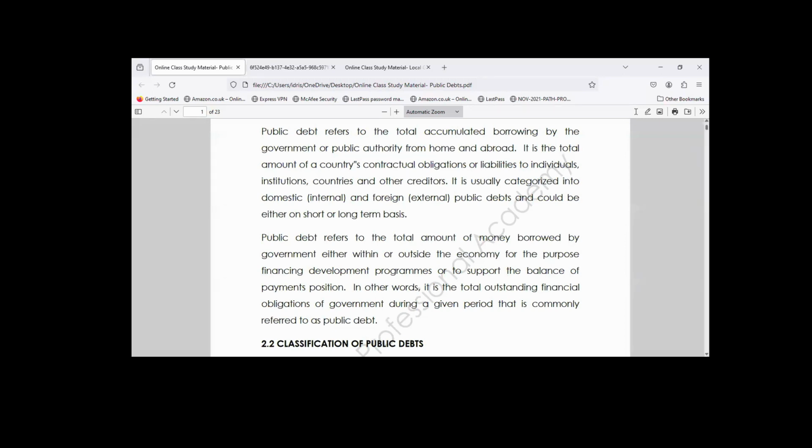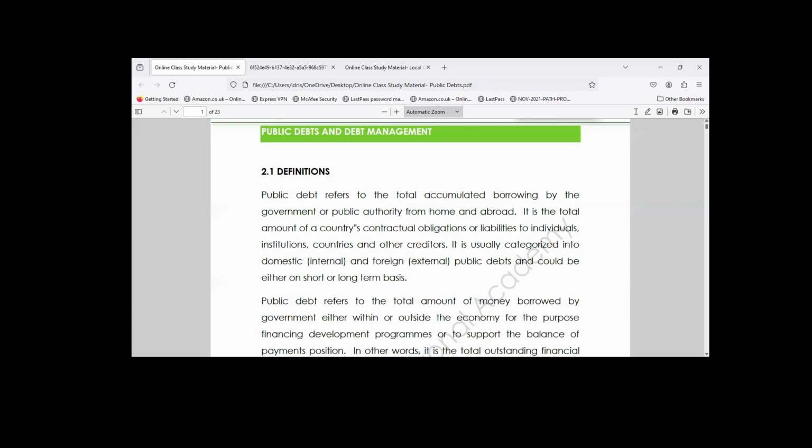So for public debt, government has to borrow because government resources are limited. The demand of the citizens from the government is unlimited. So government doesn't have enough resources. The tax revenue that government is collecting is not enough to provide the infrastructure that they need to provide. So they have to go and borrow. Public debt is otherwise known as public borrowing or government borrowing: the total amount borrowed by government within or outside the country.